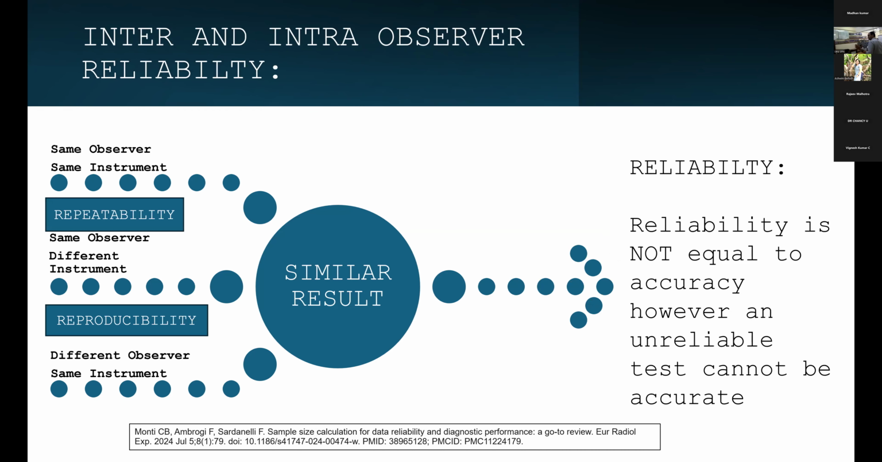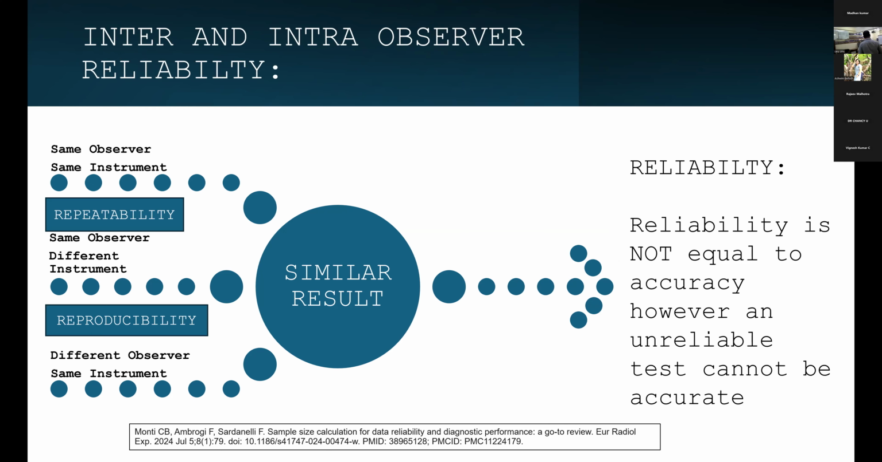What I'm trying to say is that if the same observer using the same instrument keeps on generating the same result, that's called repeatability. Whereas if a different observer with the same instrument, or the same observer with a different instrument, can repeat the same result, that's called reproducibility. These 2 things together are called reliability.